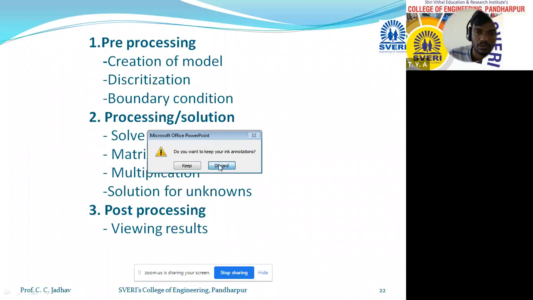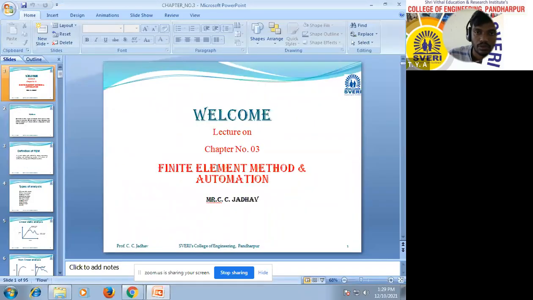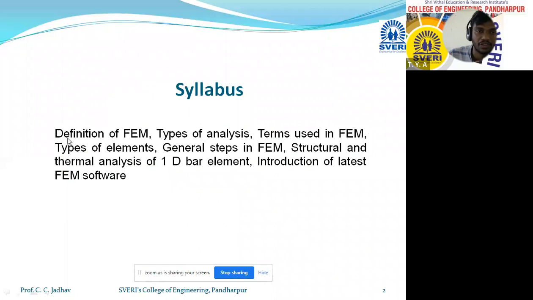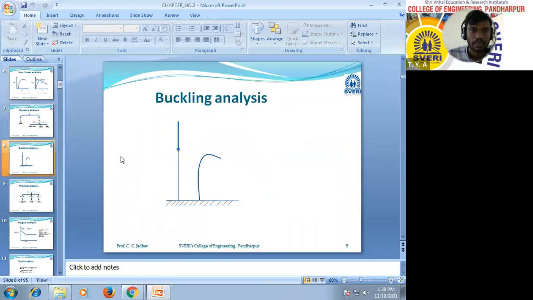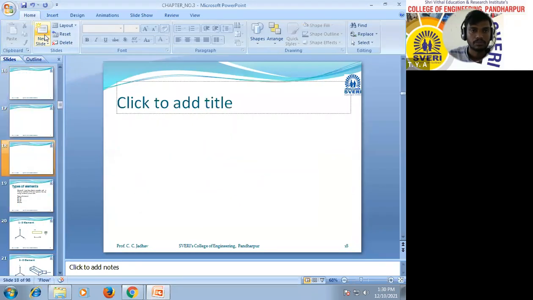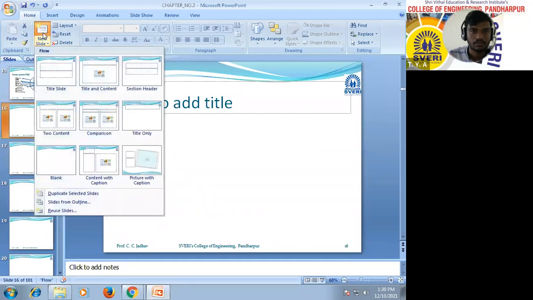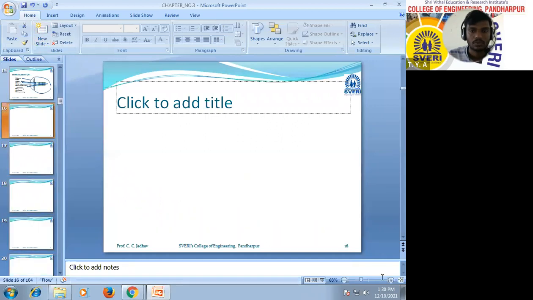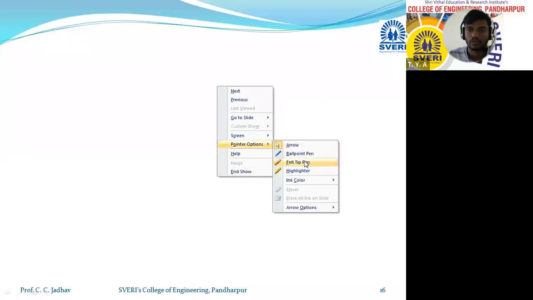Okay, so we have completed this definition part, then types of analysis, terms used in FEM, types of elements, and general steps. The last and very important part is the structural and thermal analysis problems. So we will start the actual problem now. Okay, so now we will move towards the actual point.